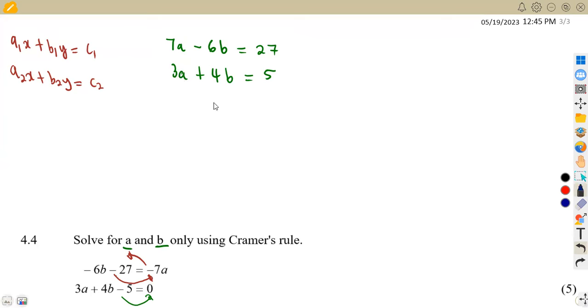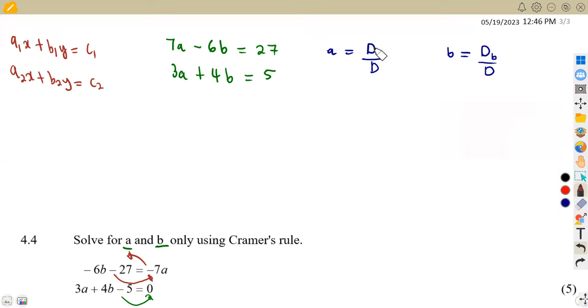From which concept? It states that in order for us to obtain a, we are going to find the determinant with respect to a over the determinant of constants. In order for us to obtain b, we are going to find the determinant with respect to b over the determinant of constants. So we are supposed to find the determinant with respect to a, the determinant with respect to b, and the determinant for the constants.